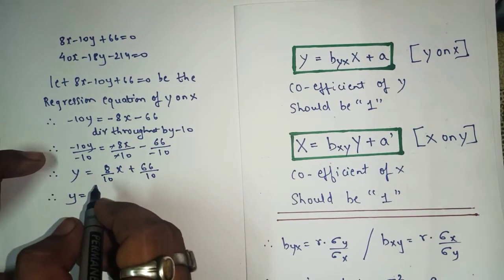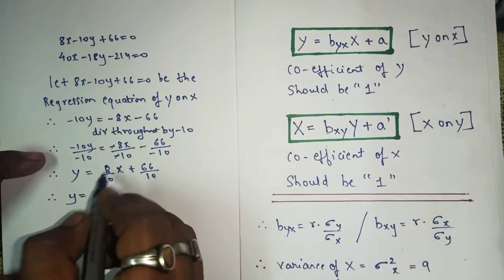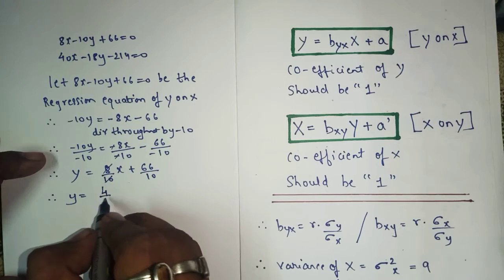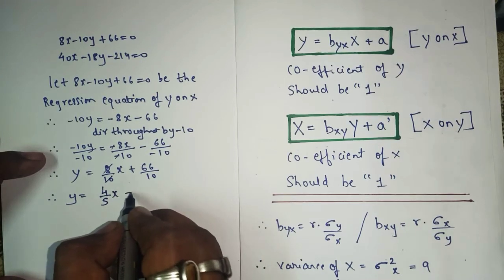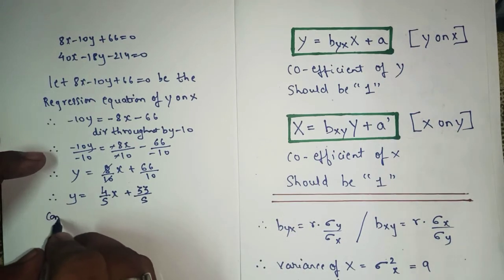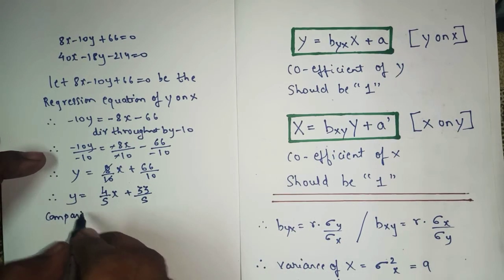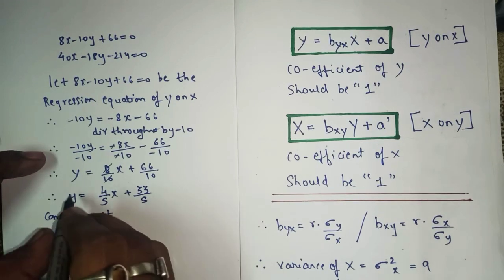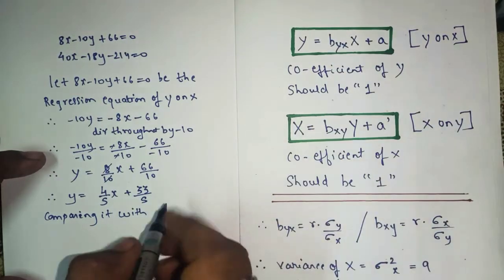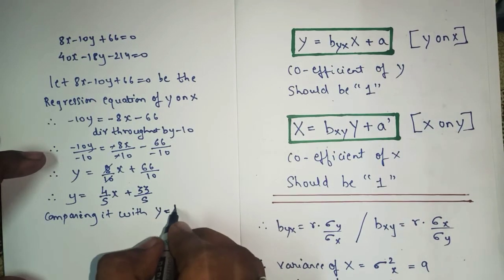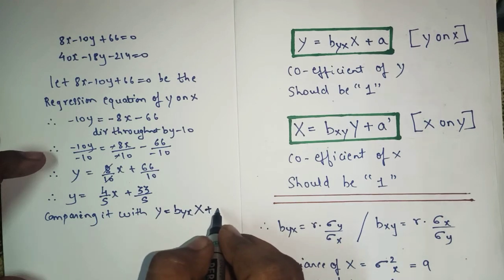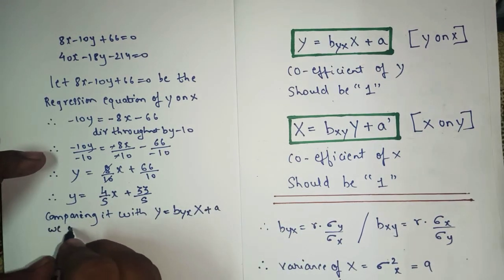Further, here clearly we can see that we can cancel this number, we can reduce this number by 2. 4 2s are 2, 5 2s are 10, so 4 upon 5x, and 2 33s are 2 5s. Now we'll compare this equation which we got with the first equation, that is y equals byx capital X plus a, where we'll get what?